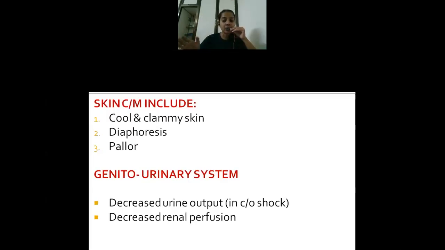Next is skin. Since even the skin receives less blood flow, the skin will be very cold to touch, cold and clammy. Excessive sweating will be there and pallor may be there. And even the kidneys may receive less blood flow. Because of that, sometimes the patient can go into shock or renal failure, and even urine output can be less.